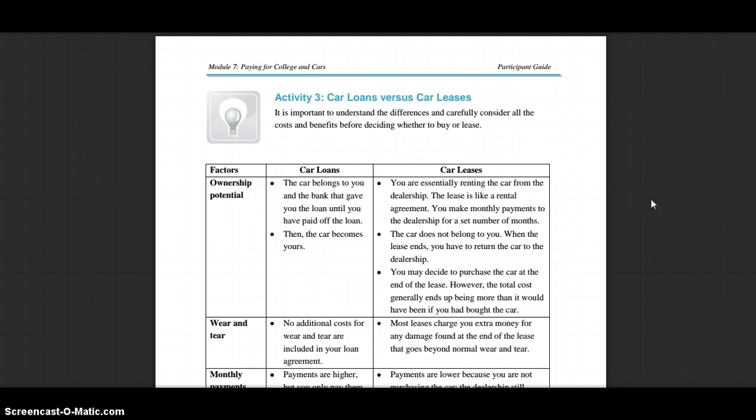A car lease. You are essentially renting the car from the dealership. The lease is like a rental agreement. You make monthly payments to the dealership for a set number of months. The car does not belong to you. When the lease ends, you will have to return the car to the dealership. You may decide to purchase the car at the end of the lease. However, the total cost generally ends up being more than it would if you would have just bought the car.